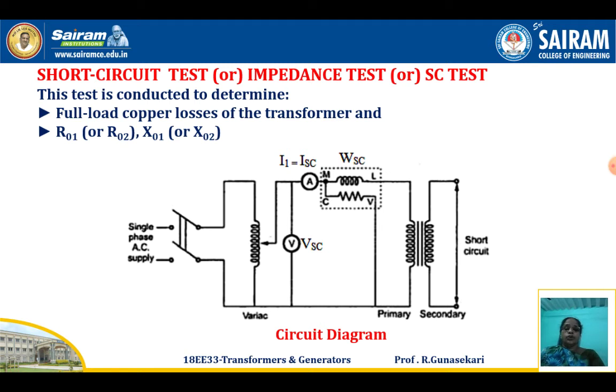Then you can note down the corresponding voltmeter reading, ammeter reading, and wattmeter reading. The voltmeter recorded the short circuit voltage VSC, and the ammeter recorded the primary current I1. Because only the primary is connected to the power supply, I1 is equal to the short circuit current ISC, that is equal to the rated current. The wattmeter recorded the full load copper loss.